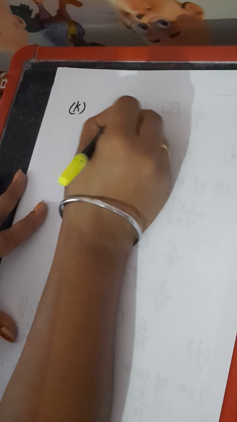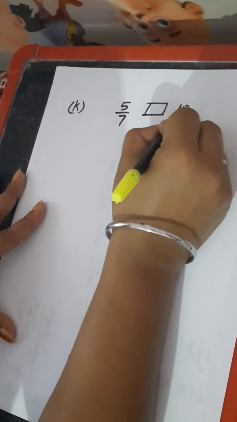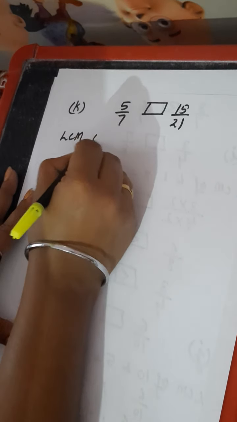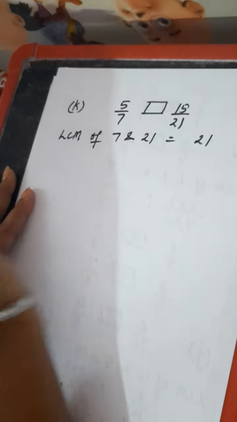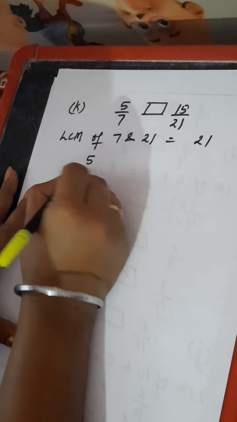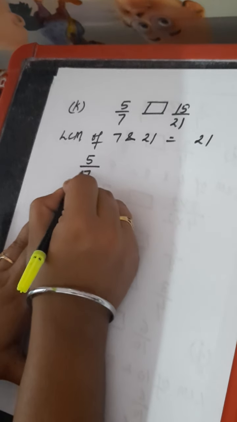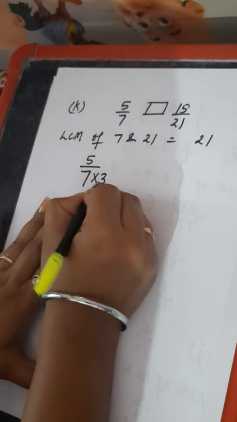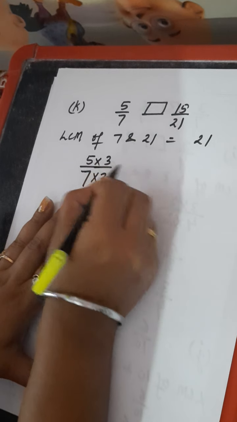Next we have K part. K part is 5 upon 7 and 15 upon 21. Again denominators are different, so you have to take LCM. LCM of 7 and 21, that is 21. So we have 5 upon 7. We need 21 in the denominator. By which number I multiply 7 so that I will get 21? That is 3. Multiply 3 in the denominator and in the numerator as well.